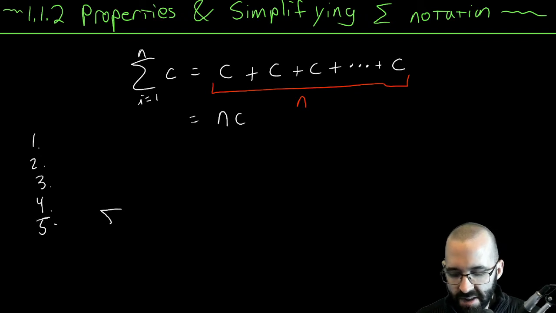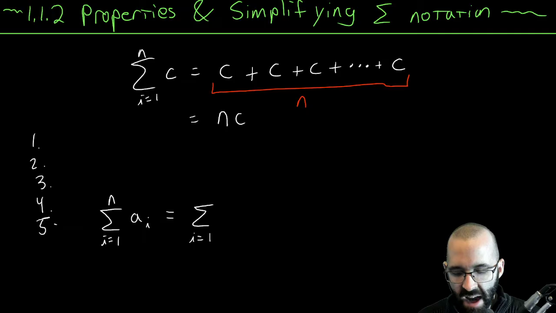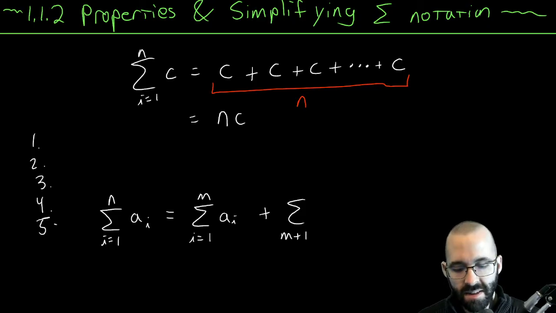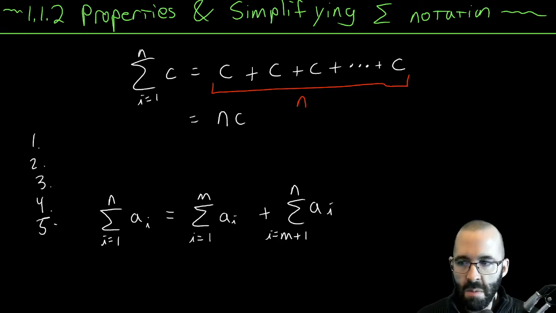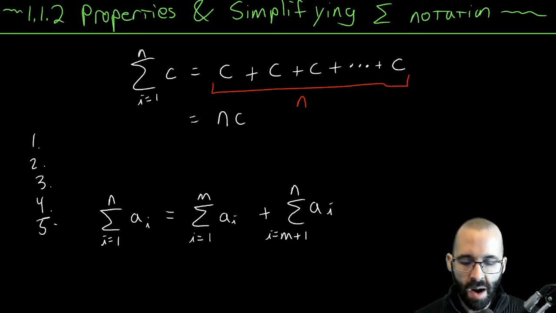So number 5 is a little interesting. It's a little funny, I think. So if I'm adding up the first n terms here, something that we can do is we can just add up the first m terms and then add the rest. So if we start, i equals m plus 1, we add up from 1 to m, and then from m plus 1 all the way to n. These are the same things, and this one we'll be able to use quite a bit in these problems.